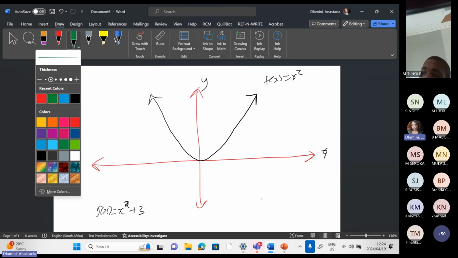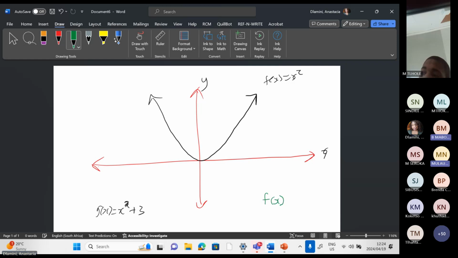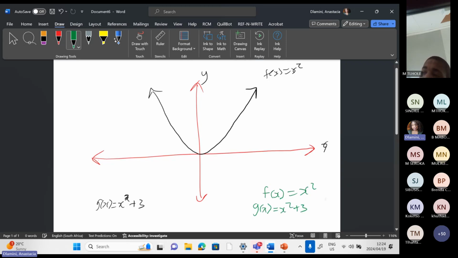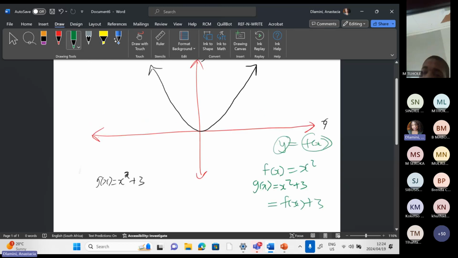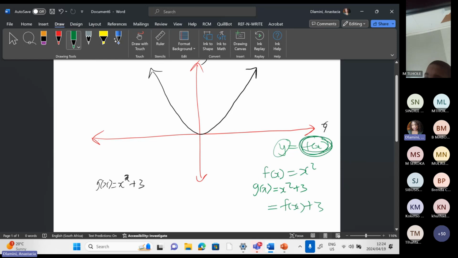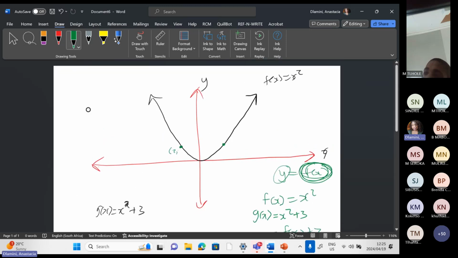So this one is saying that I have f of x, which equals x squared. Now I have this new function g of x, which is x squared plus 3. It means that g of x is f of x plus 3. And I know f of x is the y value, isn't it? So where am I adding? I'm adding on the y values of f of x. Let's come to this point here. Let's say this point is negative 2. If you substitute negative 2 in here, what do you get? We get 4, isn't it?